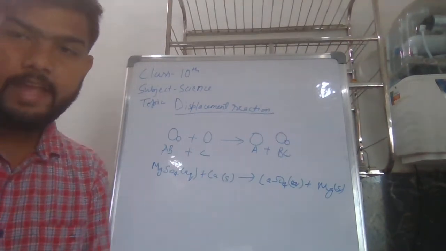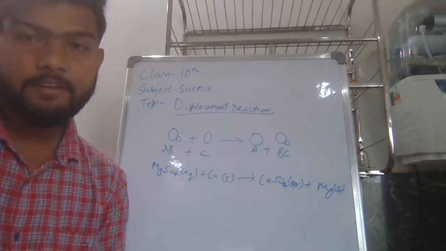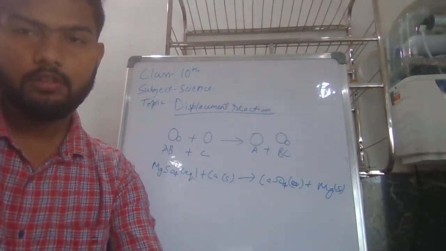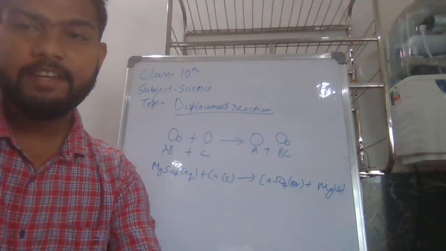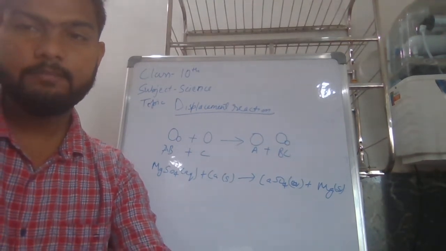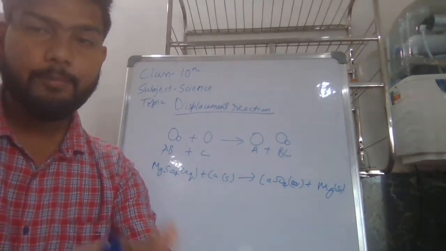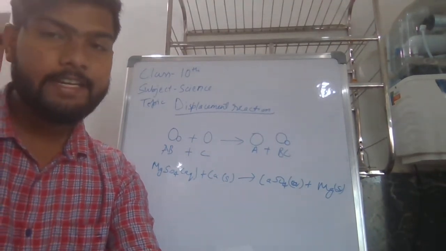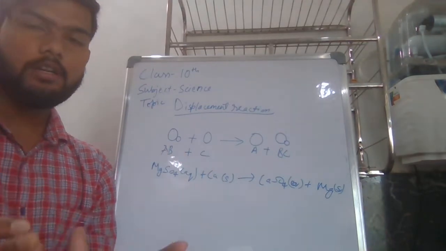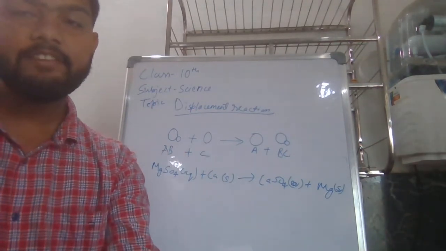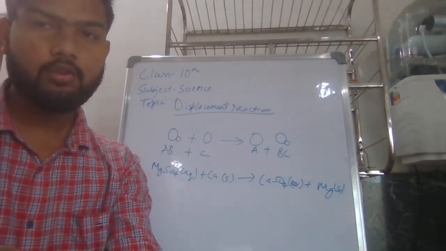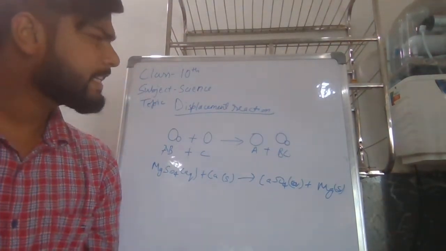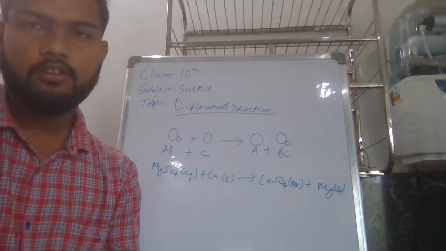Now I have a table related to the series. The reactivity series of metals is: potassium, sodium, calcium, magnesium, aluminium, zinc, iron, tin, lead, copper, silver, gold. This is the reactivity series of metals. I hope everyone is clear till now on the displacement reaction. Very good.